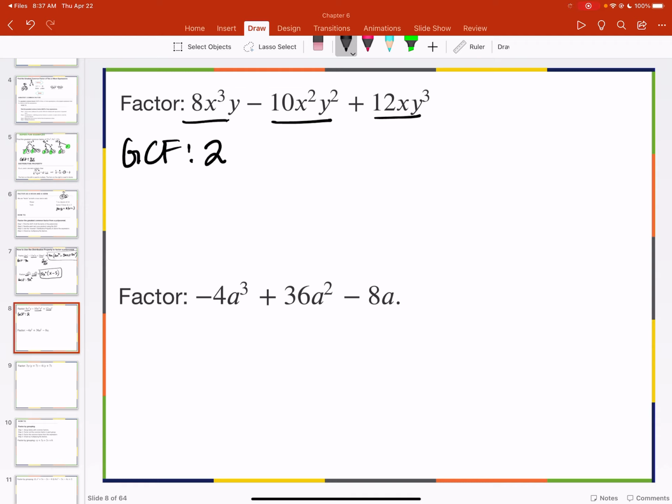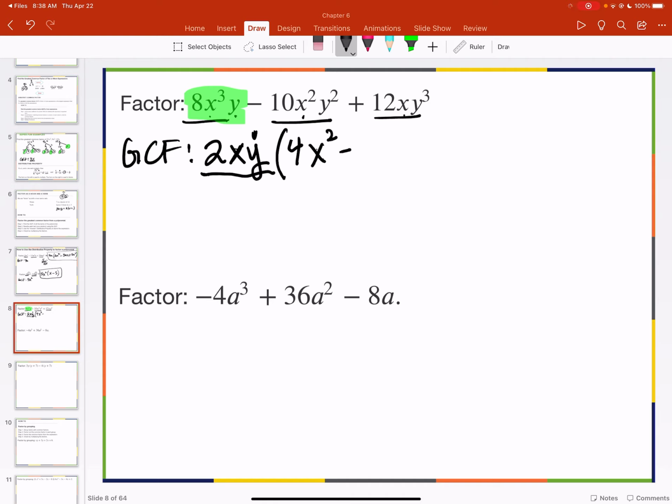So then, what is the least amount of x's? Here we have 3, we have 2, we have 1. So 1x can come out. And then y's, we also have y. Okay, so let's go ahead and ask what times 2xy will give me 8x cubed y. So I know that I need a 4, and then I need 2 x's, x squared, and then that's it, because I have a y right here.